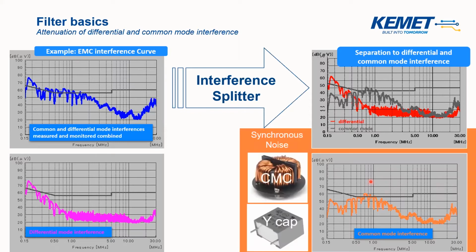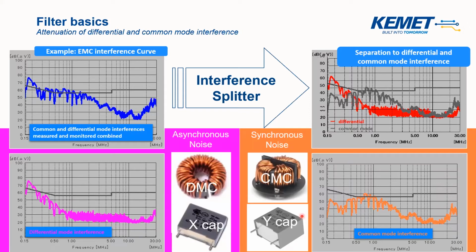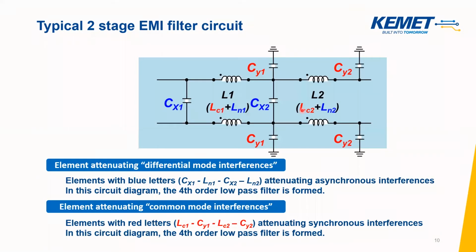The well-known ways of removing synchronous noise or synchronous disturbances are a common mode choke and a Y capacitor. The passive electronic elements needed for removing asynchronous noise are typically either a differential mode choke or an X capacitor. Now let's look in more detail at where these X and Y caps and common mode chokes are connected.